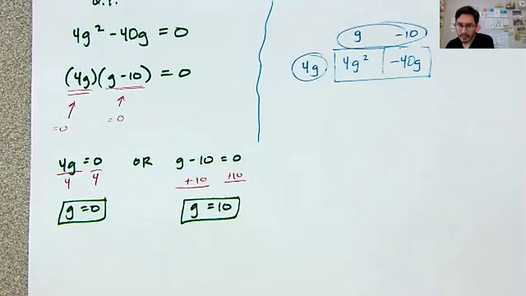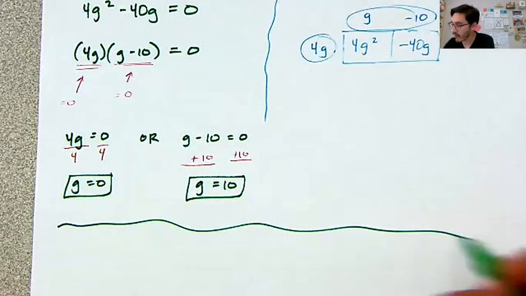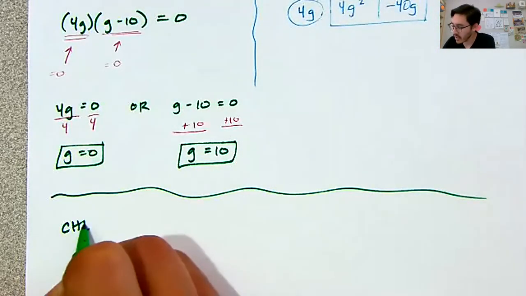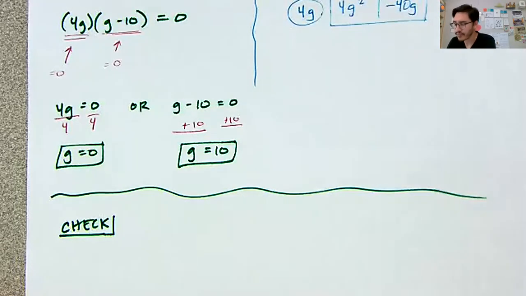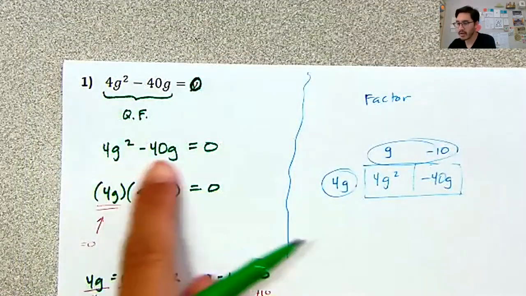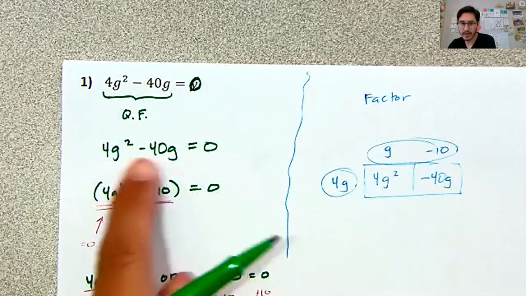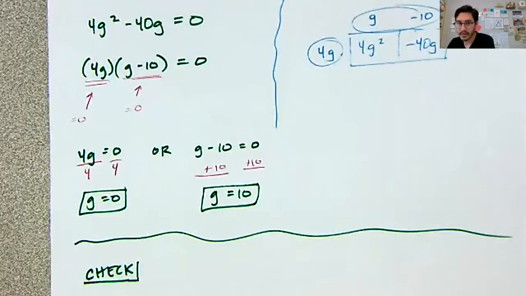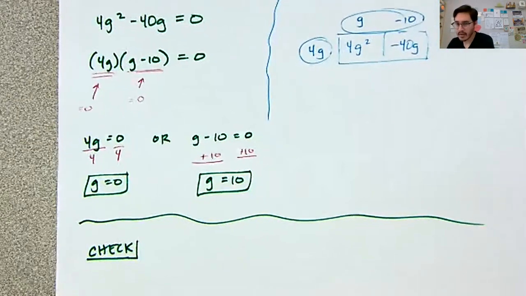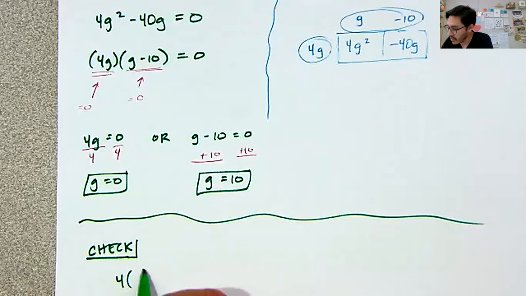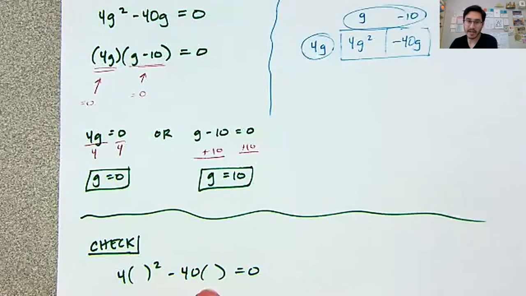Now, how can we be absolutely sure that we got the right solutions? Well, we're going to check our answer. So let's do a quick check. What we're going to do is take the equation and substitute our solutions for g. Let me zoom out some. So we had 4g squared minus 40g equals 0. Notice I didn't technically write g, I just left an empty placeholder. And now I'll test out the first solution, 0.